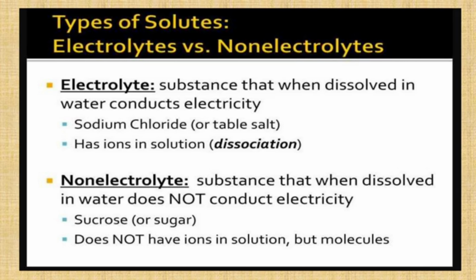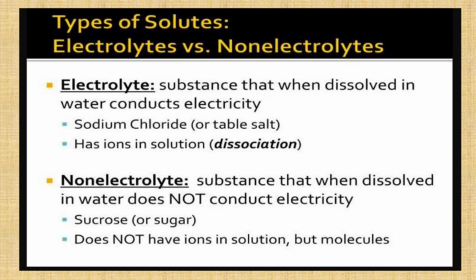Then non-electrolyte means a substance that, when dissolved in water, does not conduct electricity. A common example is sucrose or sugar, that means glucose. It does not have ions in solution, but molecules. The next slide is mentioned, and this topic we will study in detail in the coming topic, homogeneous and heterogeneous system.